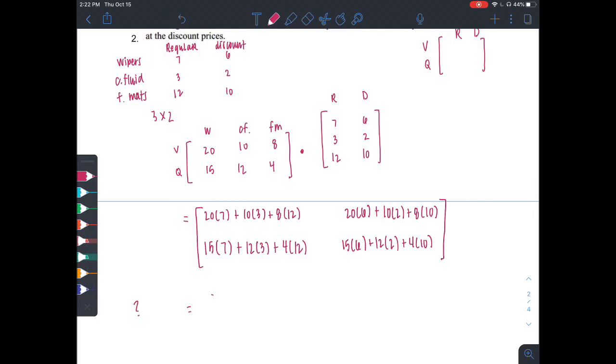What you should have got was Vancouver regular prices were $266 and discount was $220. Quebec's were $189 for regular and $154 for the discount. So that right there is our answer.